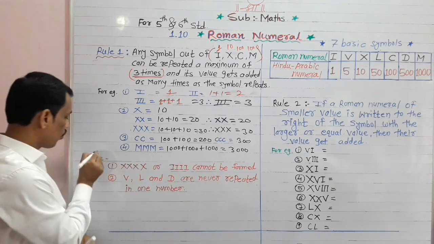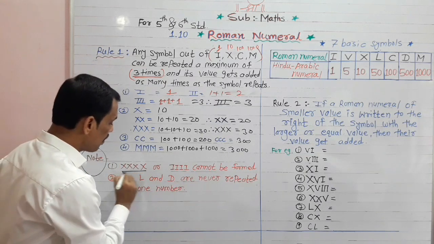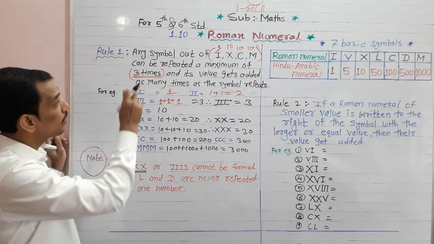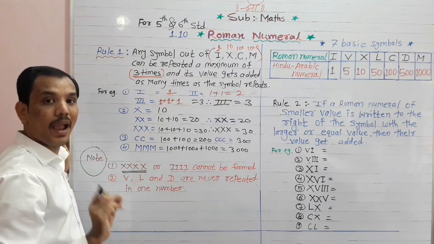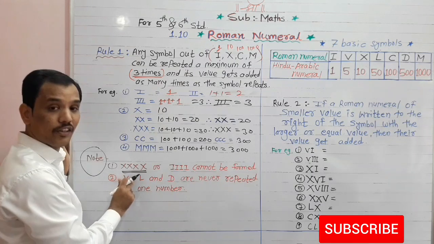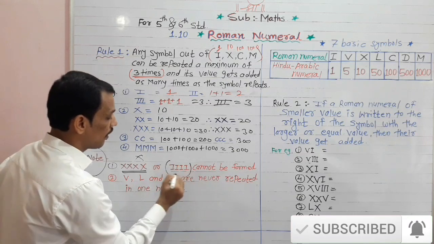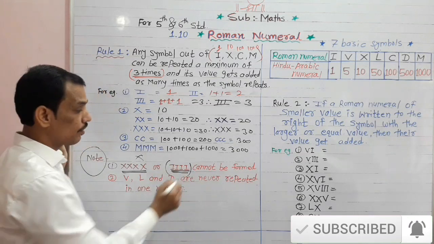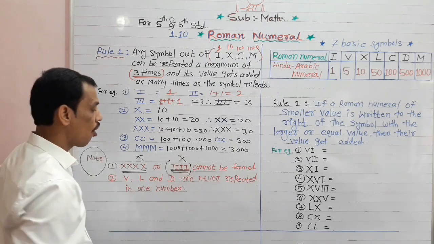Now note. The note is very important. Why is the note important? Here they are giving X how many times? 4 times, and as per the rule, any of these four symbols can be repeated a maximum of 3 times. Here it comes 4 times, that's why it's not correct. This also, here I comes 4 times, it means it cannot be formed. We cannot take it 4 times, that is wrong.